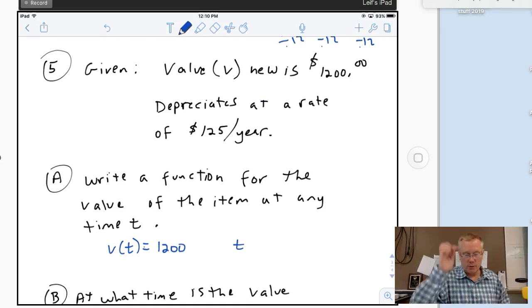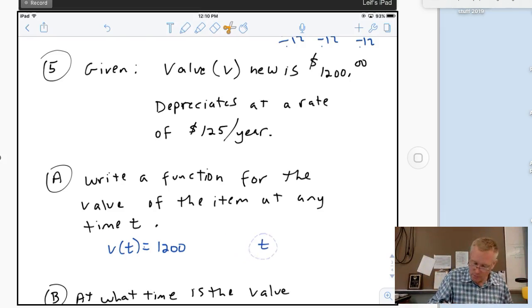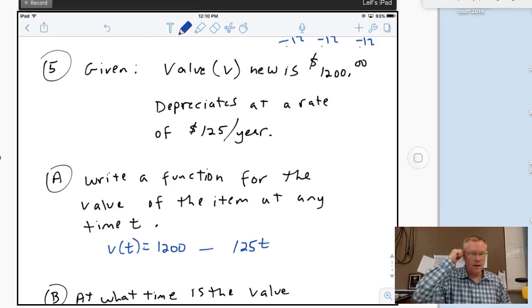So if it goes down $125 a year, after 2 years it would go down $250, right? After 3 years it would go down $375. So I'm taking that 125 and multiplying it by t, okay? So I'm going to take 125 times t and subtract it from the original value, okay? And that will give me my function. So like I said, after 2 years, it would go down 250, which would make it 950, all right?